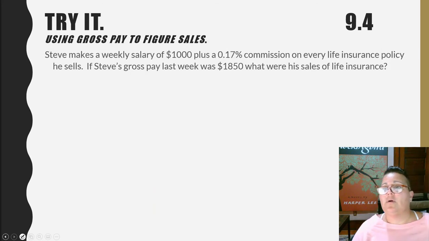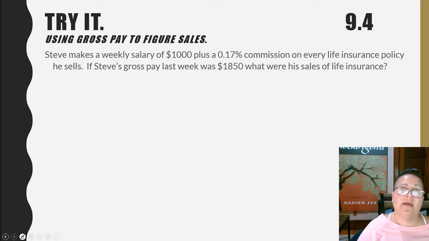All right. We're going to use the gross pay to figure out sales. So we're going to backtrack this one. Steve makes a weekly salary of $1,000 plus a 0.17% commission on every life insurance policy he sells. If Steve's gross pay last week was $1,850, what were his sales in the life insurance?